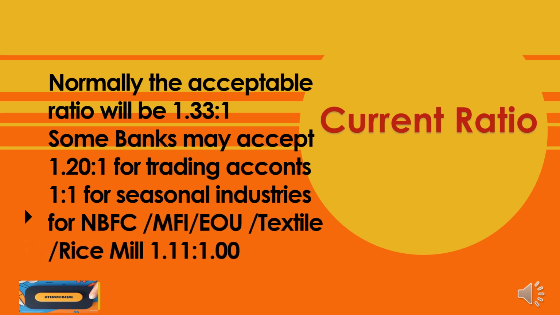Current ratio means current assets divided by current liabilities, and this ratio is different for different activities. For example, for trading activities, the acceptable ratio is 1.20 to 1, and for seasonal industries, it is 1 to 1. For non-banking finance companies, microfinance institutions, export-oriented units, textiles, rice mills and the like, 1.11 to 1 is acceptable.